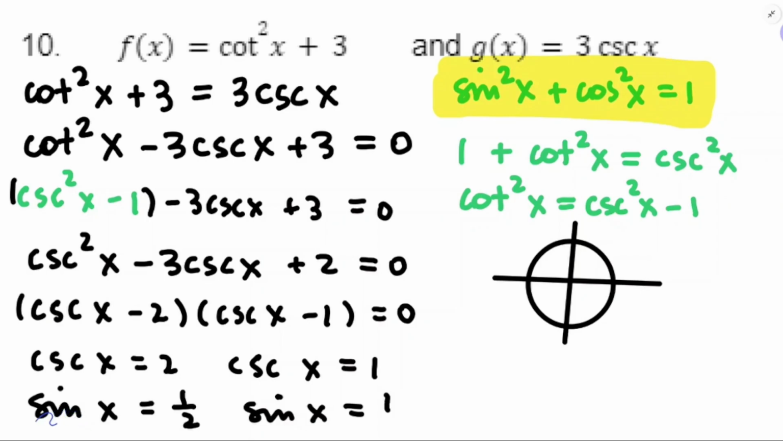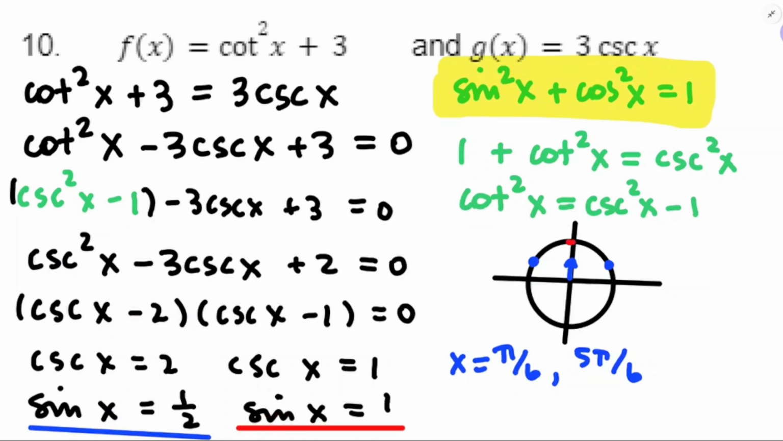So, sine x equals 1/2. That's a little bit above the x-axis, 30 degrees up. So that's going to be pi over 6 and also 5 pi over 6. And then sine x equals 1. That's all the way up above the x-axis. At the very top of the unit circle, that's x equaling pi divided by 2.